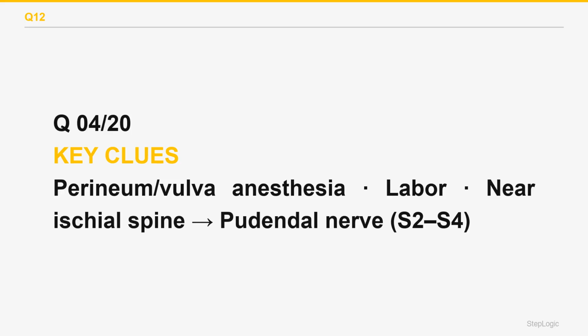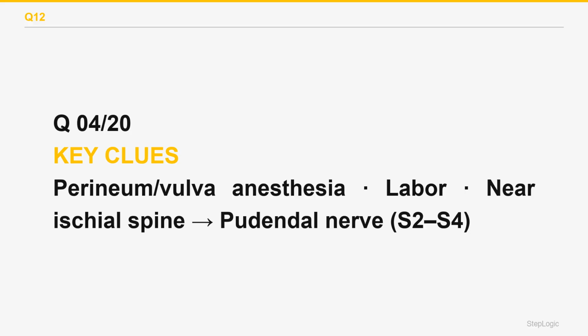The pudendal nerve, arising from sacral roots S2, S3, and S4, provides the main sensory and motor innervation to the perineum, including the external genitalia, lower vagina, and the external anal and urethral sphincters.